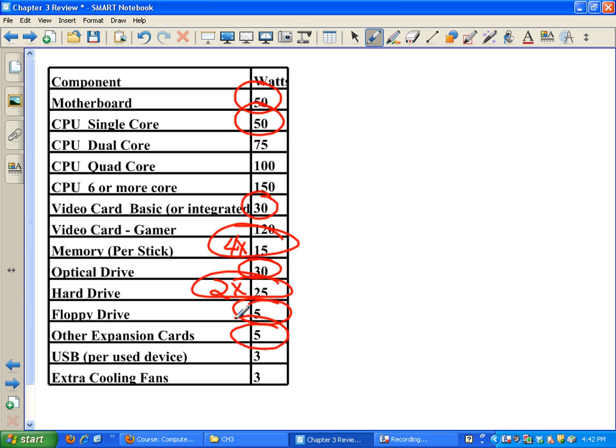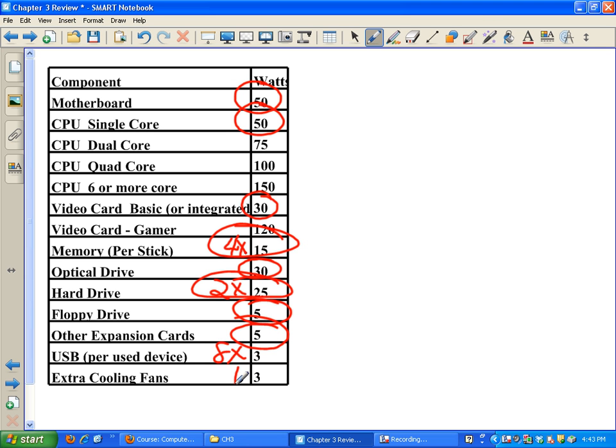So I've got 8 ports, 8 USB ports. So I'm going to put an 8 times there, because that's the max that it's going to pull. And then does it have any extra cooling fans that are blowing out the back? Certainly does. It's got one extra cooling fan, so it's got one extra. So now I'm going to total this all together.